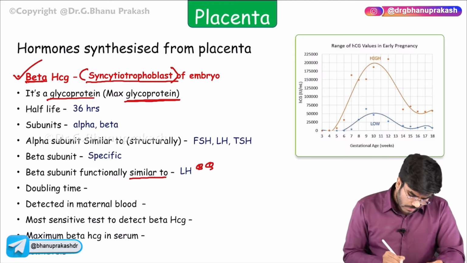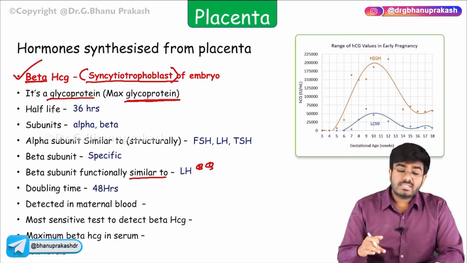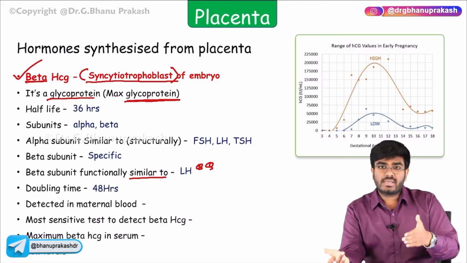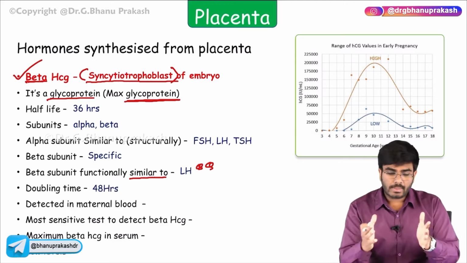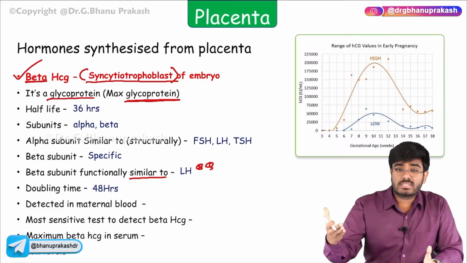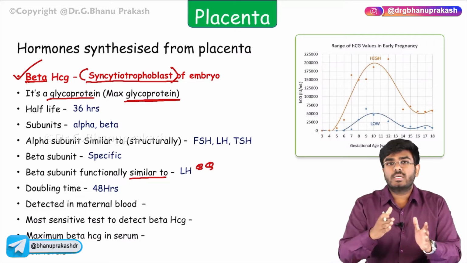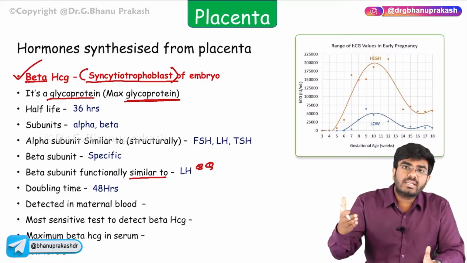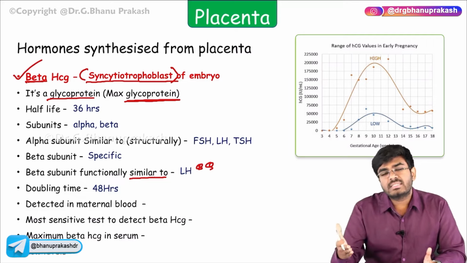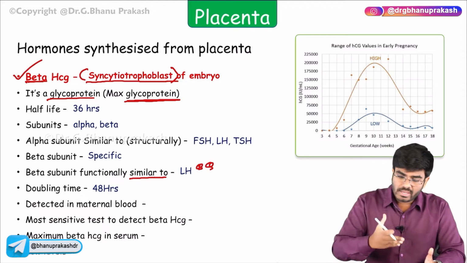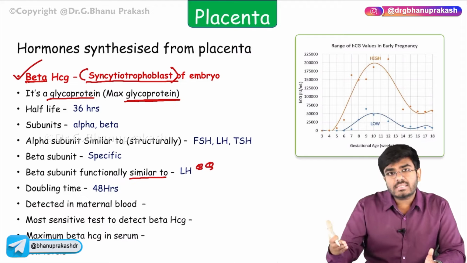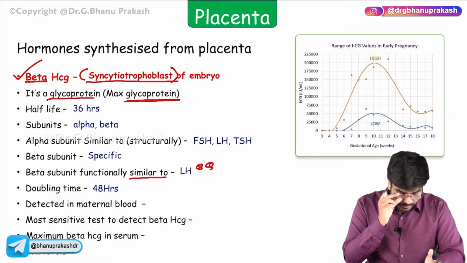Okay. Now, what is the doubling time? See, the doubling time is almost 48 hours. In early pregnancy, for every 48 hours, the beta HCG value doubles. Doubling means almost it increases by 66%. Okay, not 100%. There is a 66% rise for every 48 hours. This is known as the Sneider's principle. Okay, every 48 hours, the beta HCG value will be doubling up.